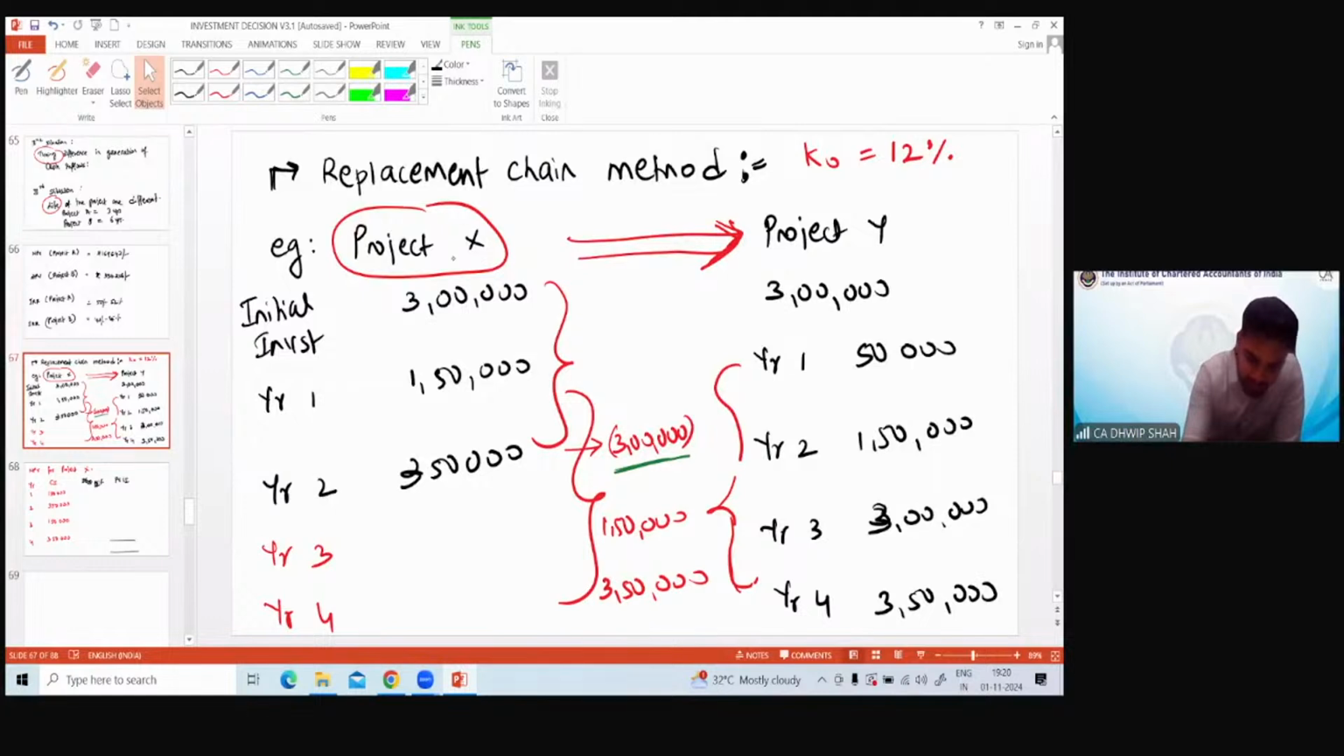If I take the entire project X one more time, then there would be 4 years of inflow, because project X starts today and ends at year 2. Then again at the end of year 2 it starts and ends at year 4. Are you getting this? Again take the entire project one more time. So in year 2 there will be an outflow of 3 lakh, and inflows in year 3 and year 4. So you are taking the entire project one more time so that the lives are now at par, and then the projects can be compared.